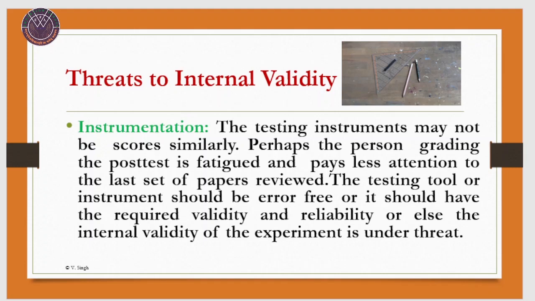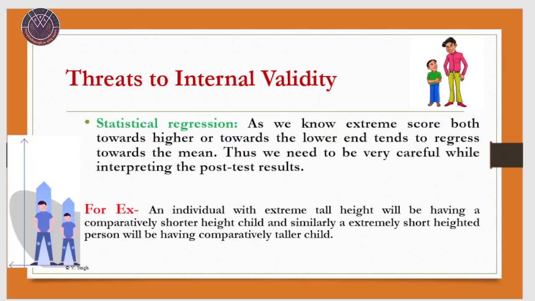Again, suppose our tool does not have a true zero value, or the scale reading is not at all visible, or, if it is a digital device, the battery becomes weak and reflects wrong measures. So these are all threats to experimental research. This type of instrumentation defect poses a real challenge while conducting experimental studies and needs to be taken care of. Another threat to internal validity is statistical regression.